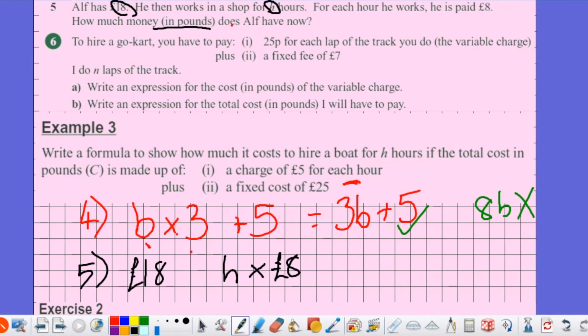So in pounds, it would be 8H plus 18. Again, we're doing the multiplication first. H times 8 would turn into 8H, and then I would add the amount he starts off with after.